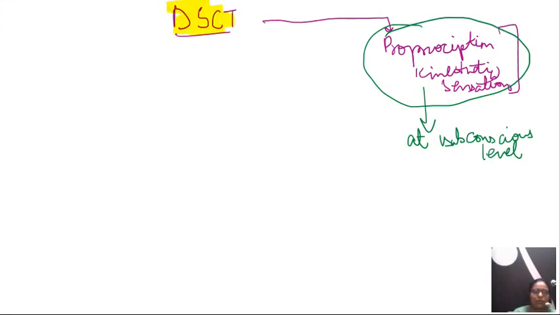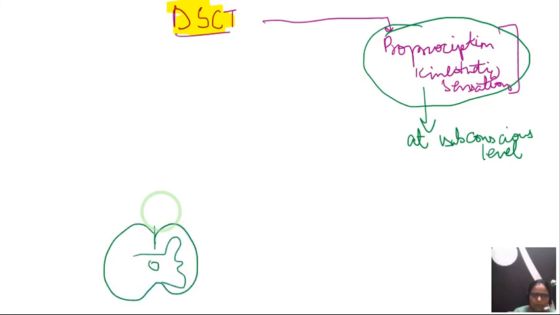Now we will study what the pathway of it is. For example, it is very simple. No need to be afraid.